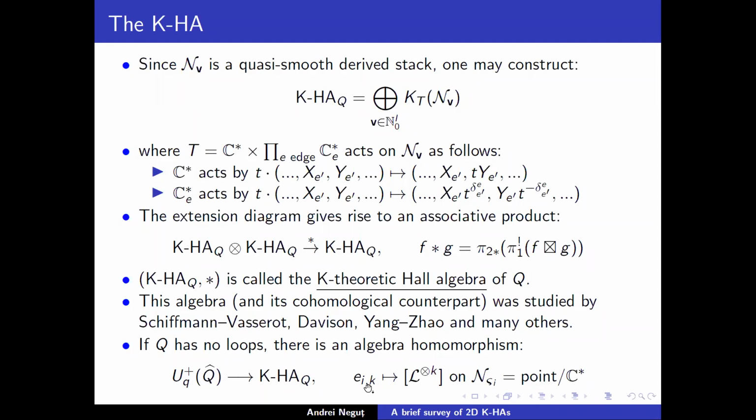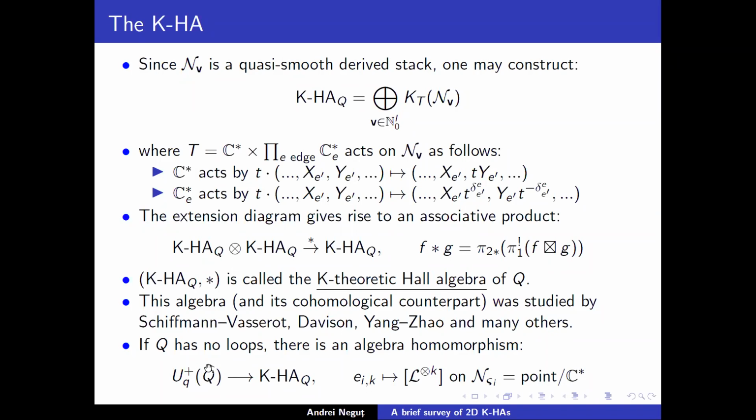generators and relations. So whereas the quantum group had generators E_i, where i goes over the vertices of the quiver, this affinized quantum group has generators E_{i,k}, where i goes over the vertices of the quiver, and k goes over all the integers. So you have countably many generators for each vertex.